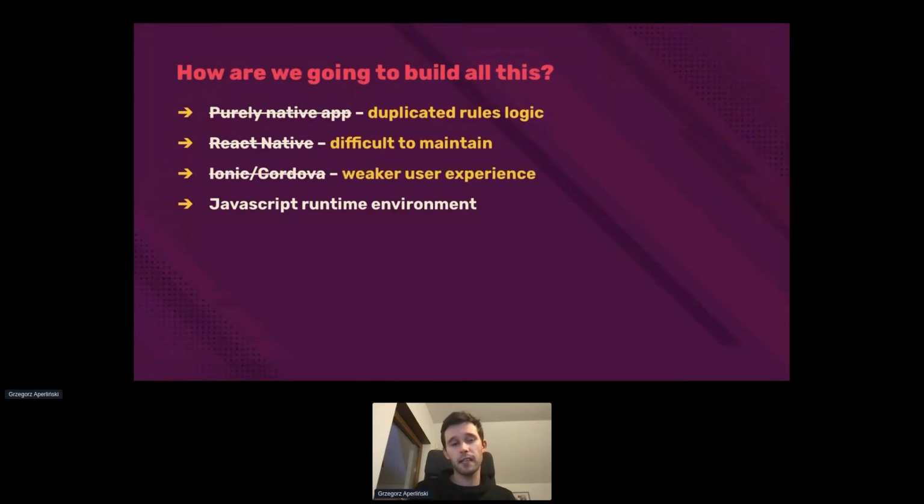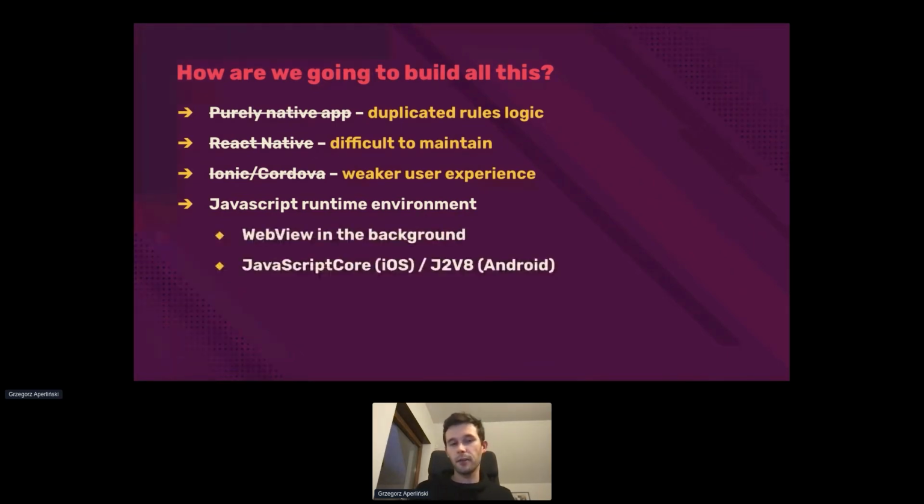As for Ionic Cordova, we thought that we would achieve a weaker user experience if we were to display a web view for the user. So instead, we looked into the last bit: actually running the JavaScript code within some JavaScript virtual machine context and interfacing with that code. To some extent, it's similar to how React Native works, but obviously not that big in terms of scope.